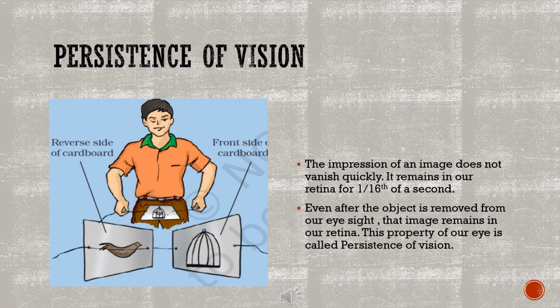Persistence of vision. What is persistence of vision? Once you saw an object, the impression of that image does not vanish from your eye quickly. It remains in our retina for 1/16th of a second. For a fraction of a second, that image remains in our eye, in our retina. This is called persistence of vision. I will explain. Even after the object is removed from our eyesight, that image remains in our retina. This property of our eye is called persistence of vision.